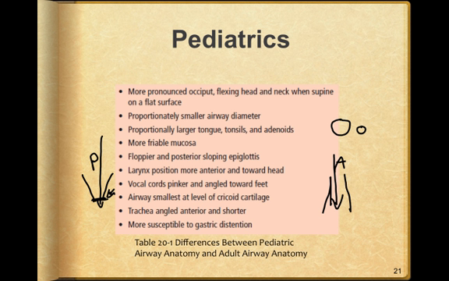Trachea angled anterior and shorter. More susceptible to gastric distension. So now these two things: the trachea angled anterior, which means that after you see the glottic opening, it goes upward just a little bit, and the overall distance of the trachea is shorter, so it's easier to give them a right main stem. And they're more susceptible to gastric distension.